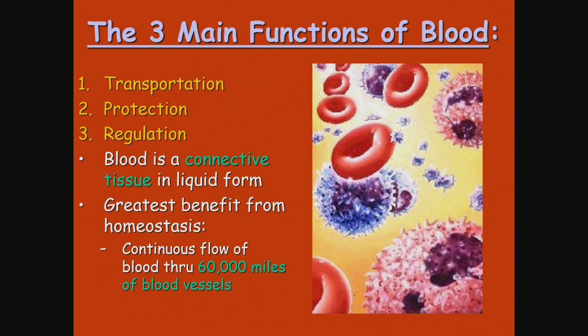The greatest benefit of our blood is keeping us in homeostasis. It continuously flows through 60,000 miles of blood vessels. If you compare the size of a blood cell to what it's traveling in, it's about 60,000 miles.